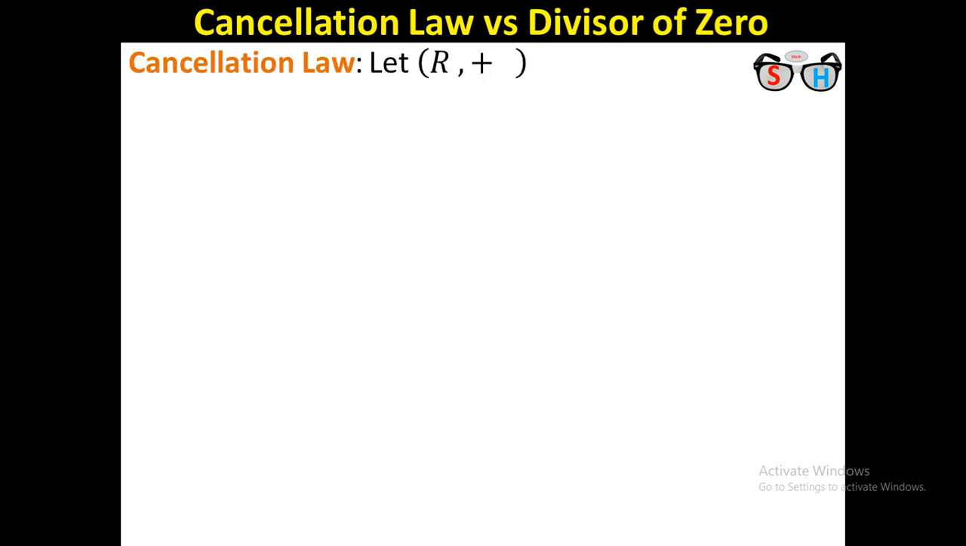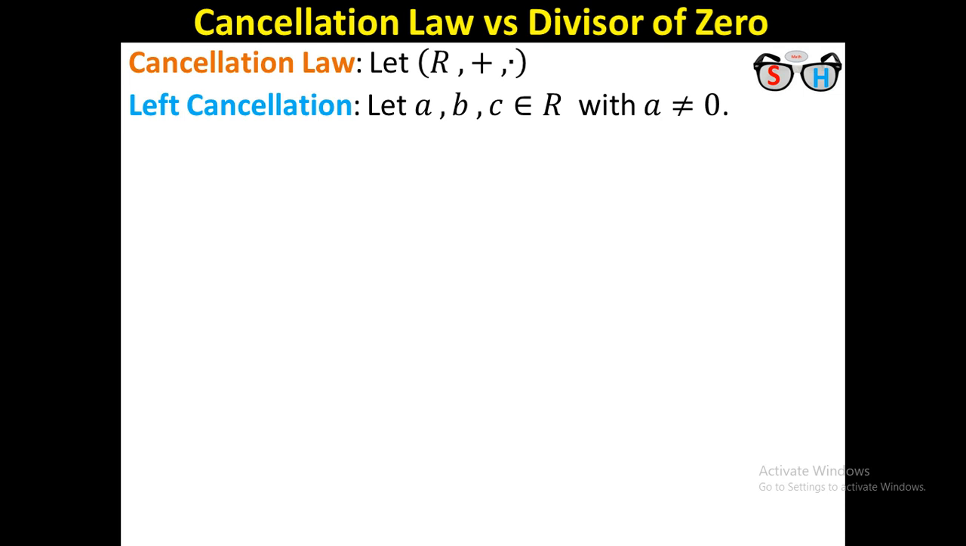Now I will discuss cancellation law. Cancellation law has two types: one is left cancellation, another is right cancellation law. Here we consider three elements a, b, c in R with a non-zero. If a dot b equal to a dot c, implies b equal to c.